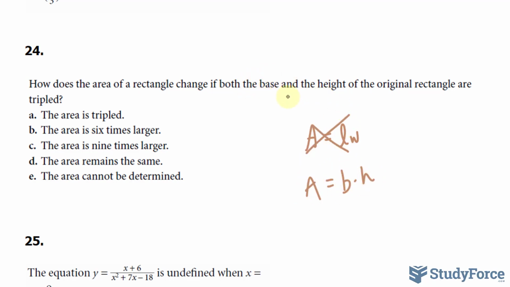If both the base and the height of the original rectangle are tripled, and tripling something means that we multiply that by 3 and that by 3, both of them are being tripled. Okay, if that's the case, we have 3 times 3 is 9, BH. So the area is 9 times, from what I see, the original. I'm going to choose C.